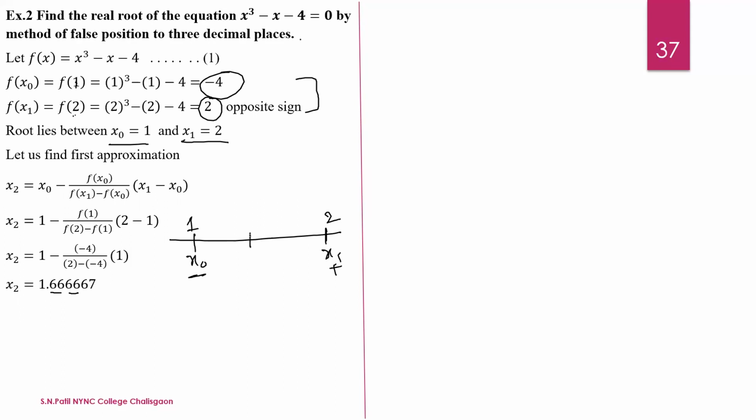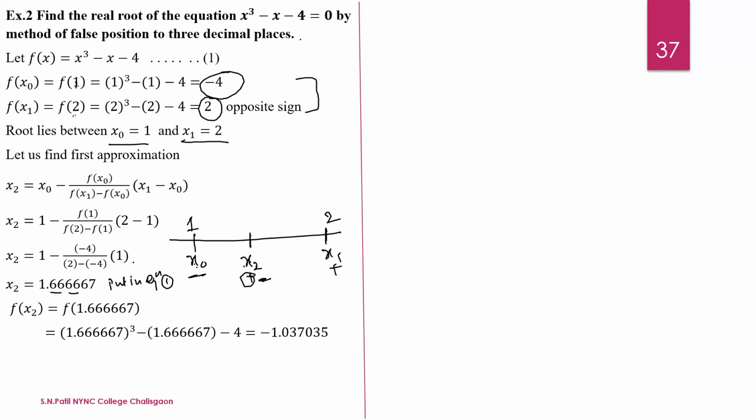Now we find the next approximate root, that is x2. We got 1.6667. Now put this value in equation 1. If we get a positive value, then the root is shifted to between x0 and x2. If this value is negative, then the root lies between x2 and x1. Let us see. When we substitute the value in equation 1, we get a negative value. It means the root lies between x2 and x1.